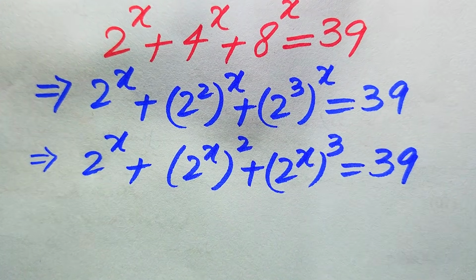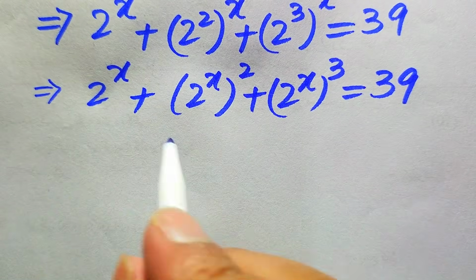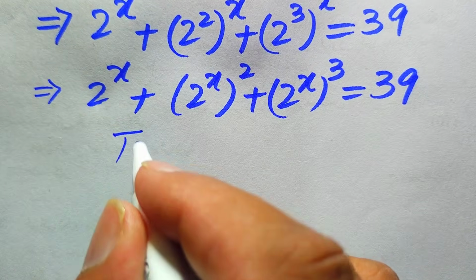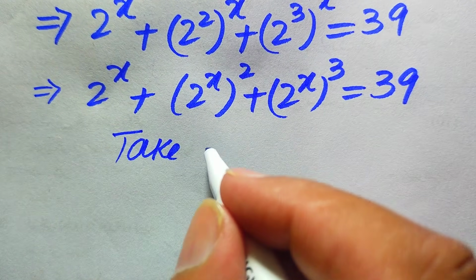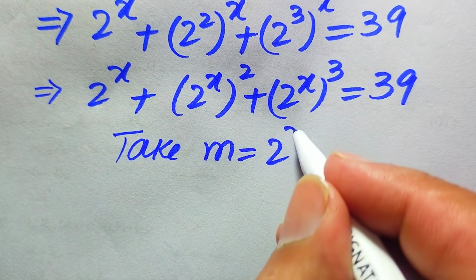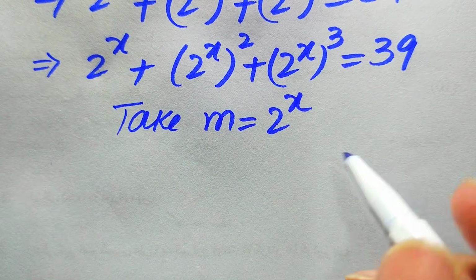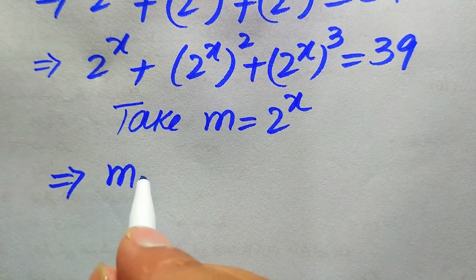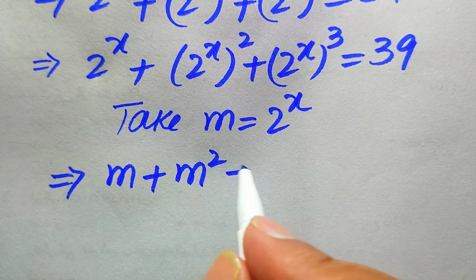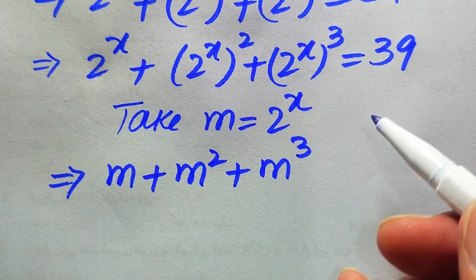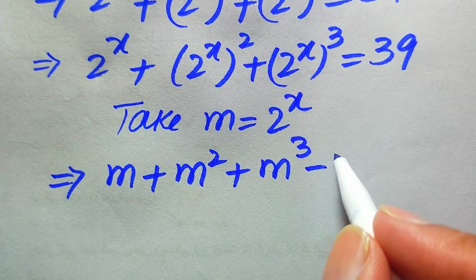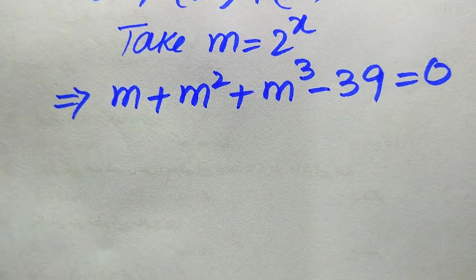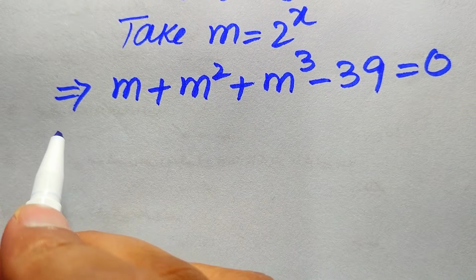Now you see that the base of each of these terms is the same, so we take m equals 2 to the power of x. When we take m equals 2 to the power of x, this is written as m plus m squared plus m cubed, and we move this 39 to the left hand side and we get minus 39, and this whole equation is equal to 0.